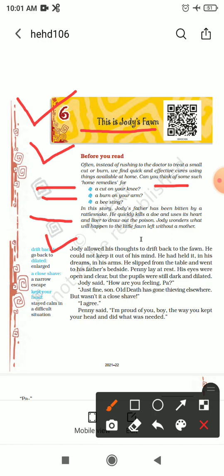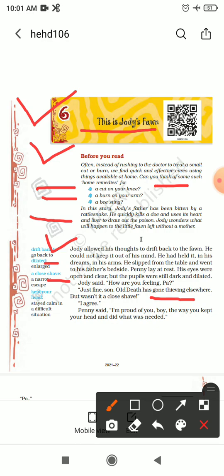Jody allowed his thoughts to drift back to the fawn. He could not keep it out of his mind. He had held it in his dreams, in his arms. He slipped from the table and went to his father's bedside. Penny lay at rest. His eyes were open and clear, but the pupils were still dark and dilated.